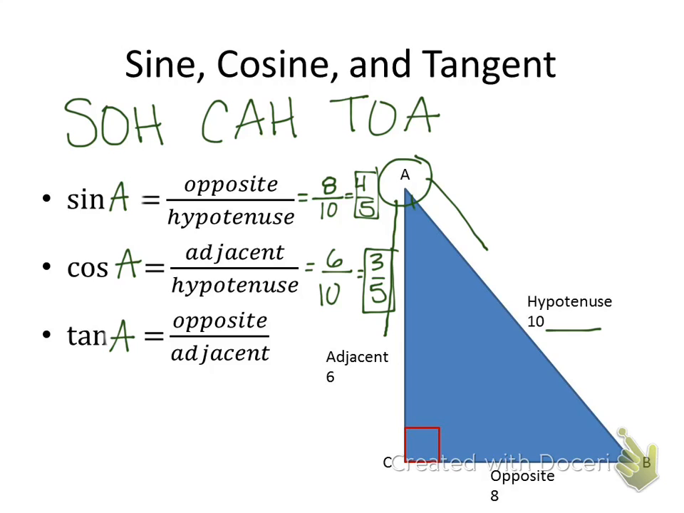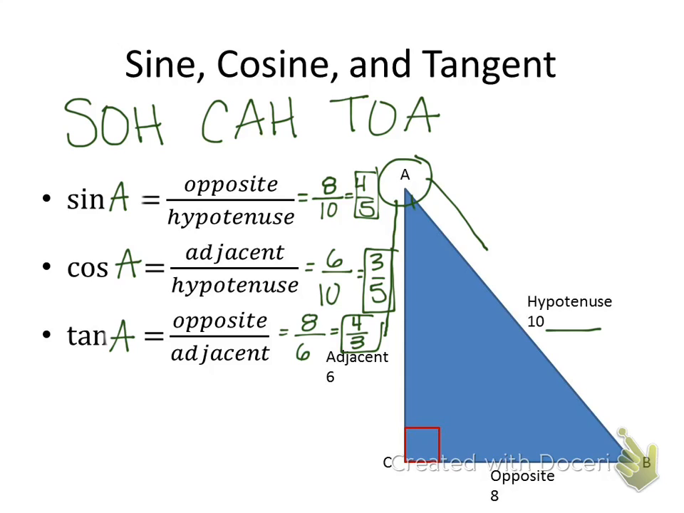And last but not least, opposite over adjacent. We've already figured out the opposite of angle A. What is it? 8. And we've already figured out the adjacent of angle A, which is 6. So we just simplify. What's 8 over 6? 4/3. Do not change it to a mixed number. You want it to stay an improper fraction. There's your sine, cosine, and tangent.